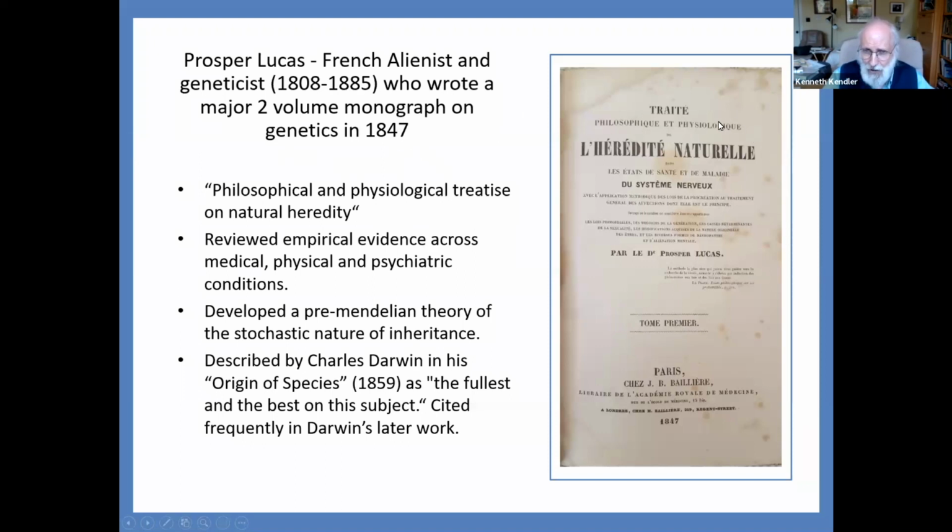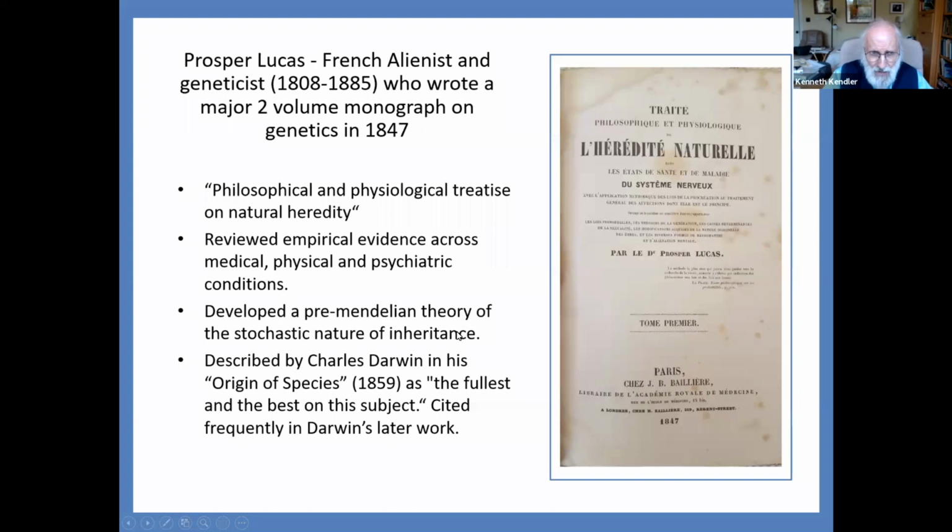The translation of the title would be Philosophical and Physiological Treatise on Natural Heredity. These are very long and extensive. It would have one of the great mid-19th century reviews of the field of genetics, and he reviewed across medical, physical, that would be anthropometric traits, and psychiatric conditions. In addition, Prosper Lucas was in his day what we might call a statistical geneticist and developed a pre-Mendelian theory trying to explain the stochastic nature of inheritance.